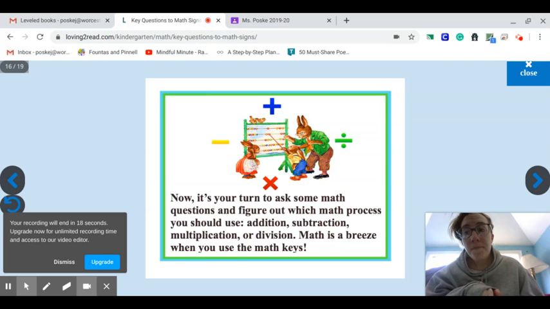For your assignment today, I'm going to give you a couple of math problems and you're going to read them, look for the key words just like the story had, and figure out which operation to use.